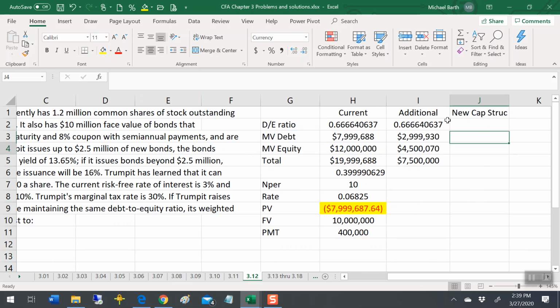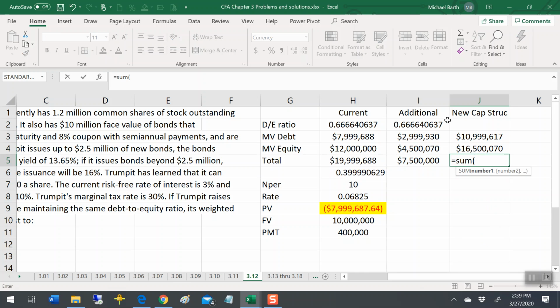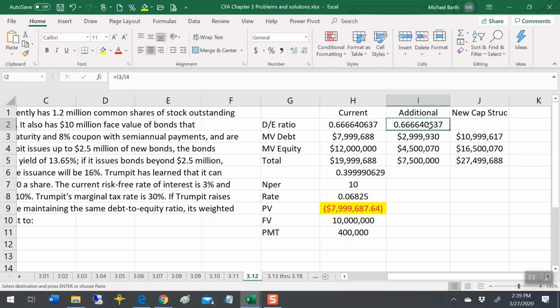So the new capital structure, they're going to add $4.5 million of equity to the existing $12 million of equity. They're going to add $3 million roughly to the existing $8 million of debt. Okay, so grand total of $27.5 million. Notice that the debt to equity ratio will stay identical throughout all this.